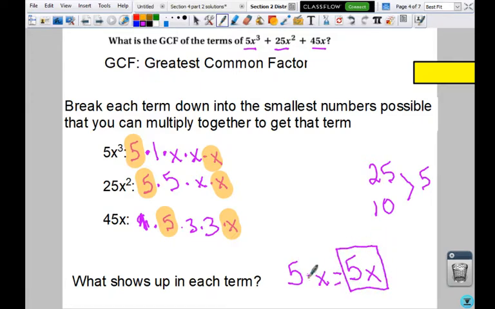And I am going to write it like this, 5 times x first, because sometimes I might get a 2 times a 5 times an x, which is really 10x. So it's not super tough, it's just making sure you get your list split up enough.